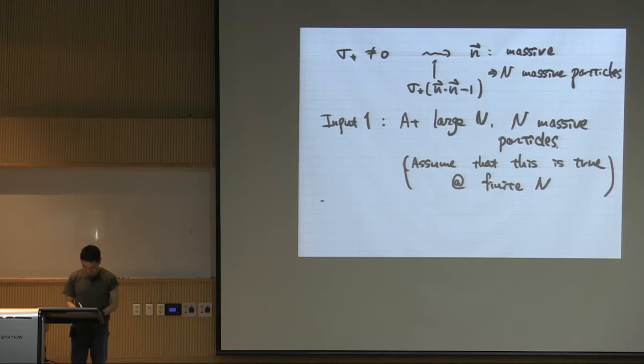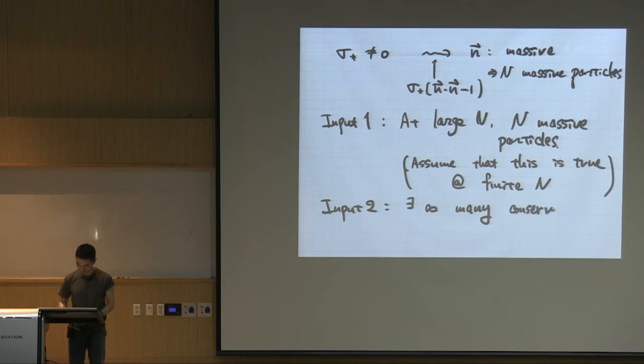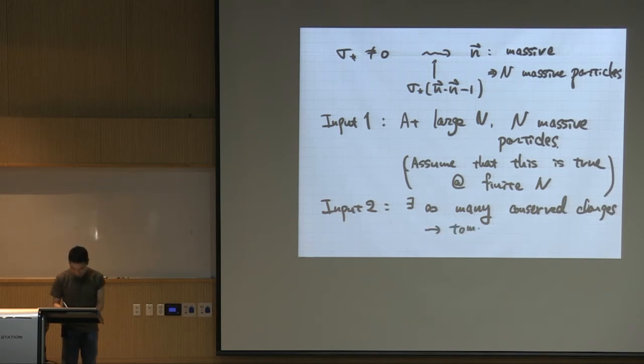Okay, then input 2. I claim that there exist infinitely many conserved charges in this system. I didn't explain anything about this point, and I'm going to explain this tomorrow. In particular, in this O(N) model, you can argue that even quantum mechanically, there exist infinitely many conserved charges. And that's what I'm going to explain tomorrow. Yes, at finite N also, you can argue the existence of infinitely many charges.